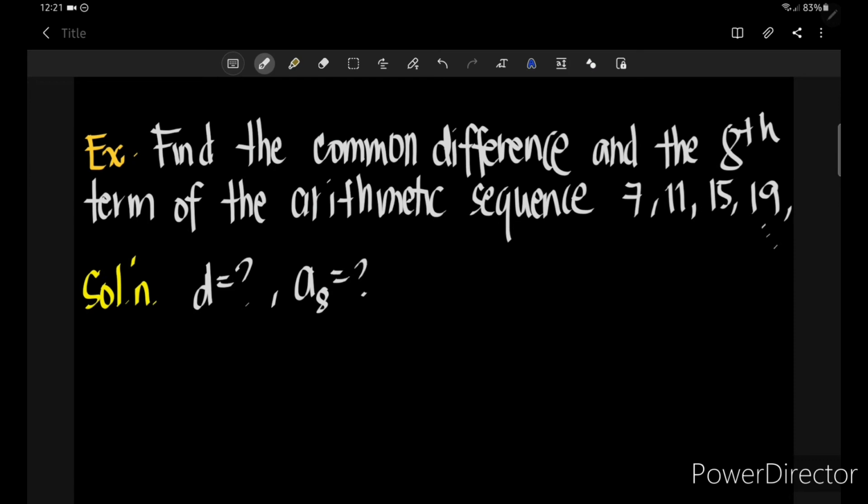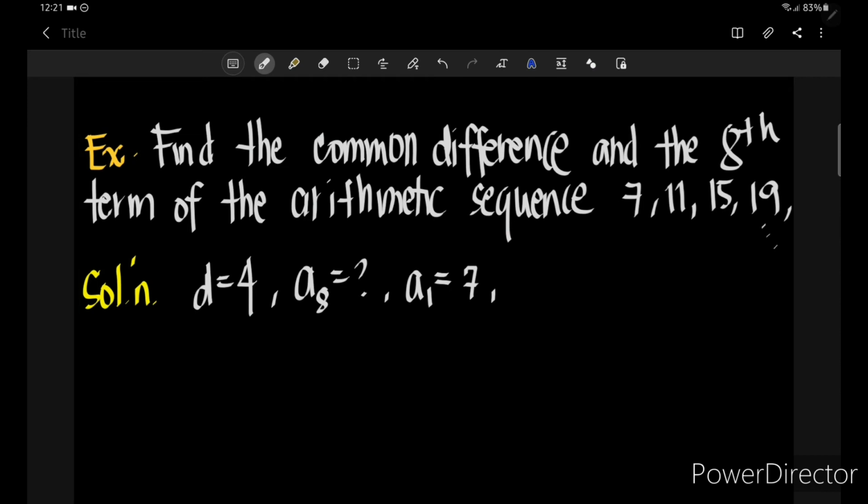Kung ang sequence na given ay 7, 11, 15, 19. Obviously, yung ating a sub 1, makikita na agad natin sa given na sequence, that is 7. Okay, first term. At yung common difference, ano ba yung ina-add sa ating first term para makuha yung mga succeeding terms? Nag-a-add tayo ng, tama, nag-a-add tayo ng 4. So, 7 plus 4, 11. 11 plus 4, 15. 15 plus 4, 19. And so on and so forth. Kaya, masasabi natin na ang d na meron tayo ay 4.